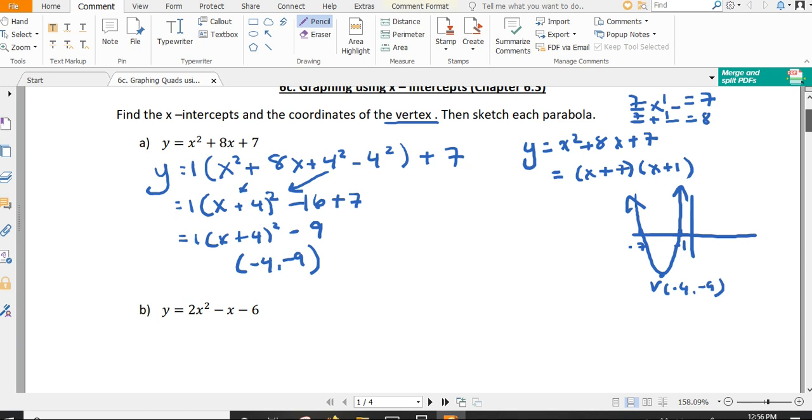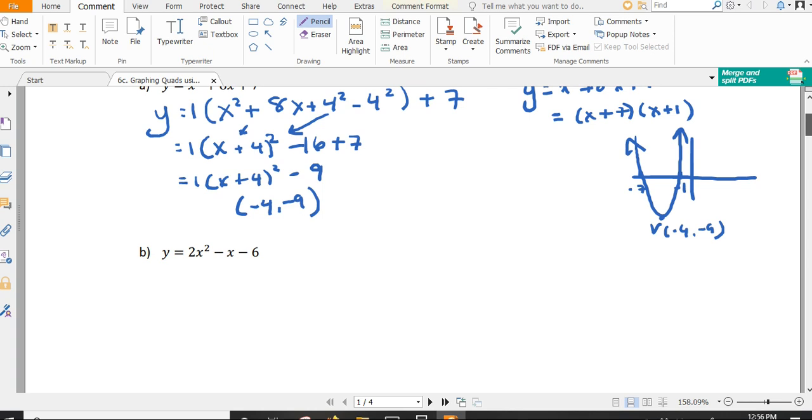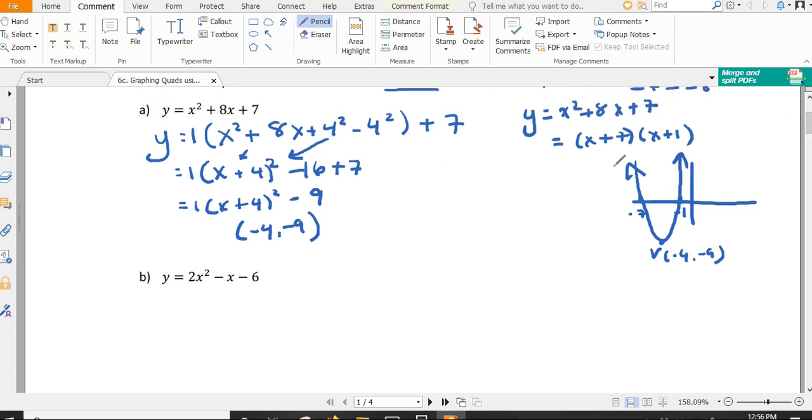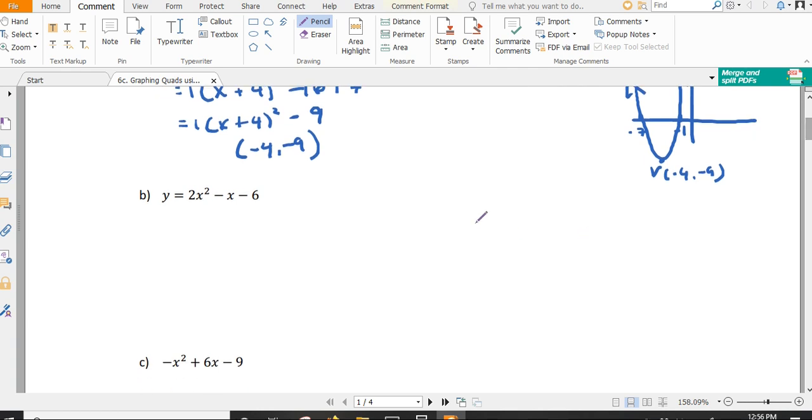These are drawing skills from the last few lessons. Now, it says, find the x-intercepts and the coordinates of the vertex, then sketch each parabola. You could use completing the square and factoring, or, since I didn't specify that you had to complete the square to find the max or min, you could just simply find the x-intercepts first.